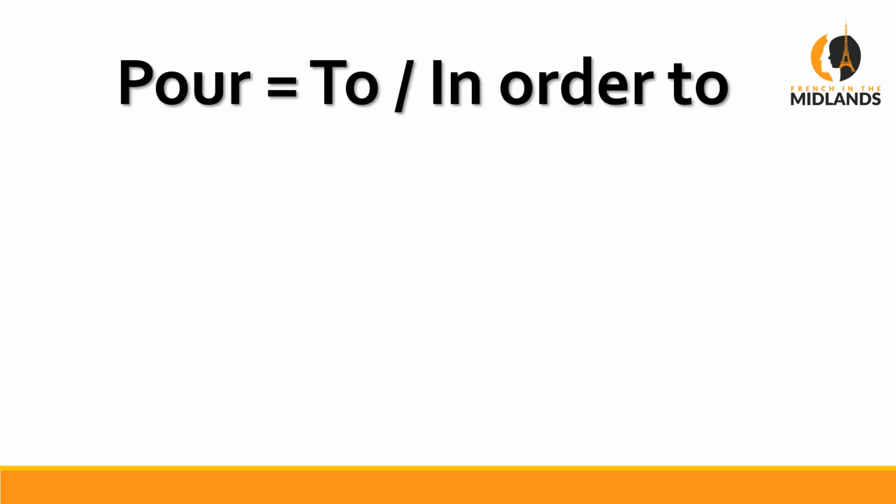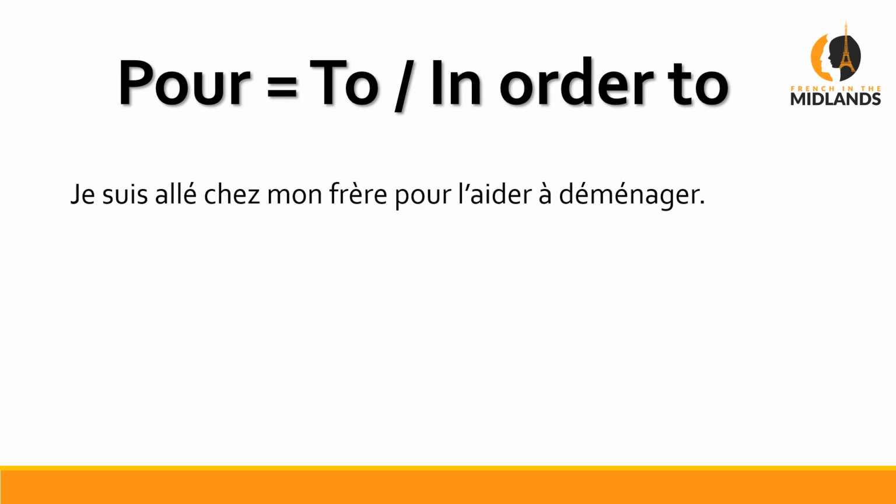The difficulty is that pour also means to or in order to. It's always the idea of in order to, a finality, an objective. For instance, je suis allé chez mon frère pour l'aider à déménager. I went to my brother's to help him move house. But here it's in order to help him move house. So that's why you need the pour.